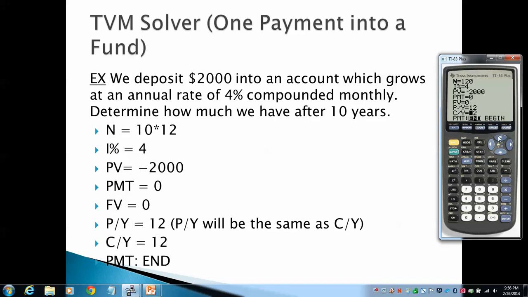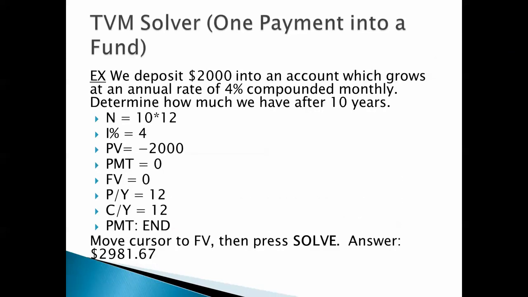Now, the one thing that we want to know is how much money we end up with in the future. So we scroll up to FV and press solve. So it's alpha, enter. And that's what we end up with, 2981.66, or 2981.67 after you move the cursor to FV and then press solve.